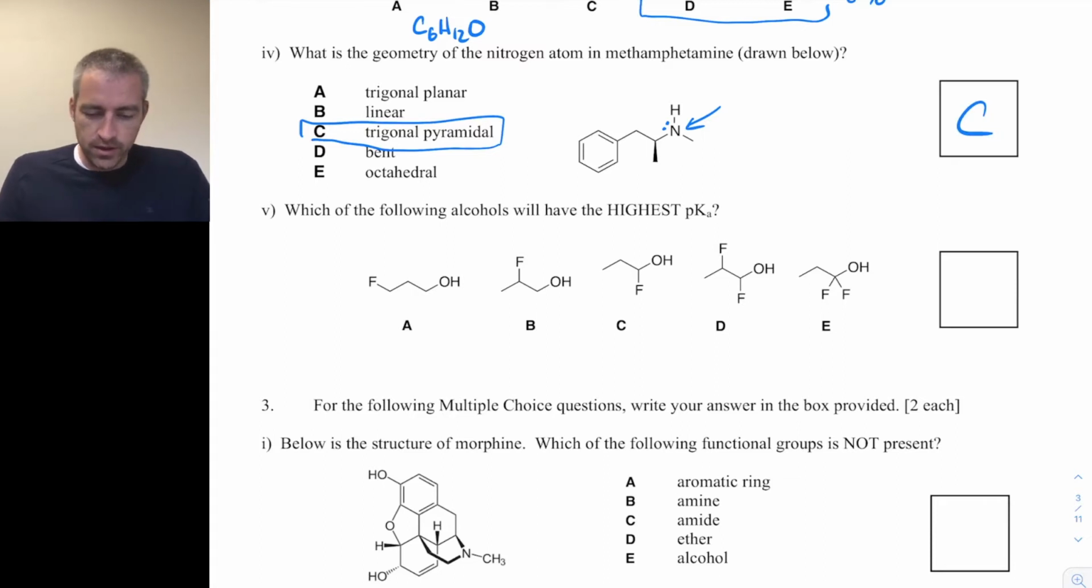Not trigonal planar. I think trigonal planar would be the one if you forgot about the lone pair and just looked at the bonds, you might be tempted to go with trigonal planar, but don't forget about the lone pairs that are there as well.